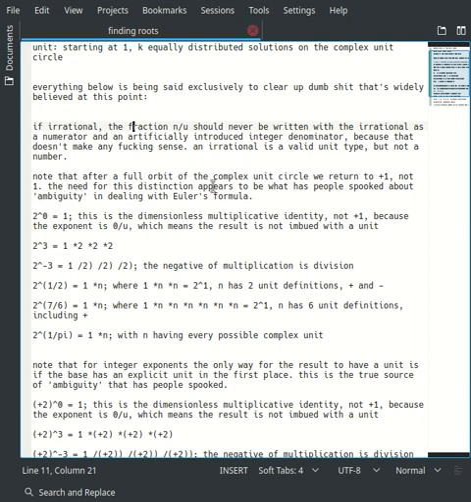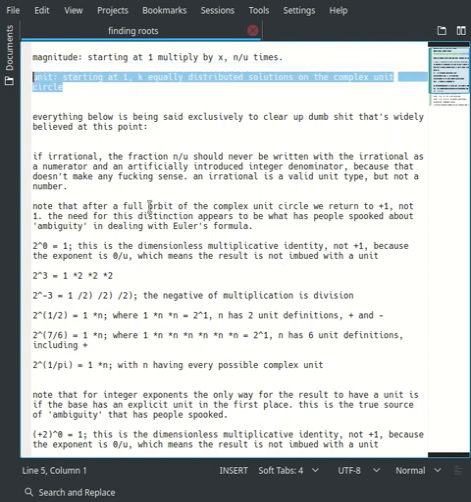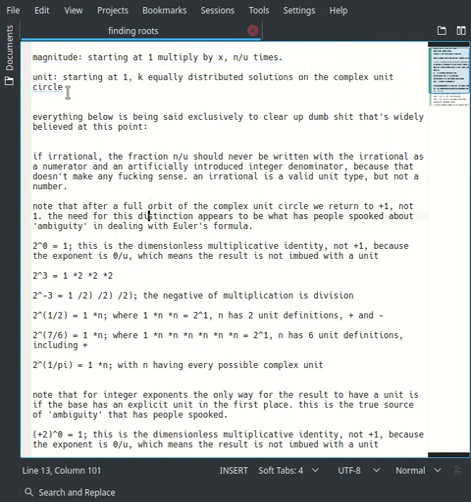Note that after a full orbit of the full unit circle, we return to positive 1, not 1. The need for this distinction appears to be what has people spooked about ambiguity in dealing with Euler's formula. 2 to the 0 is 1. This is the dimensionless multiplicative identity, not positive 1, because the exponent is 0 on u, which means the result is not imbued with a unit. Right? This comes from this part. Right? So even when we're dealing with bare magnitudes, the unit component is actually relevant.